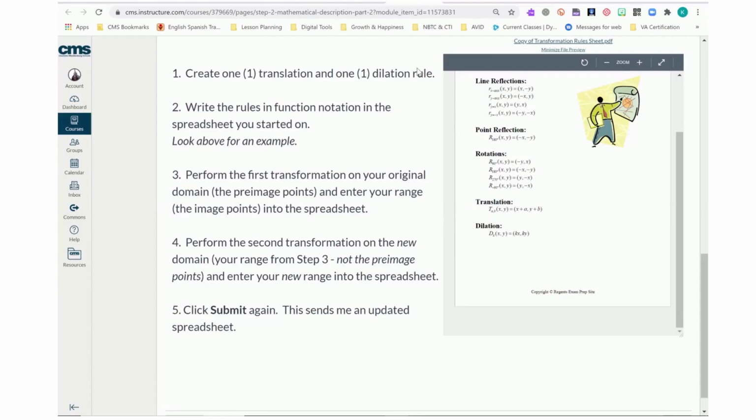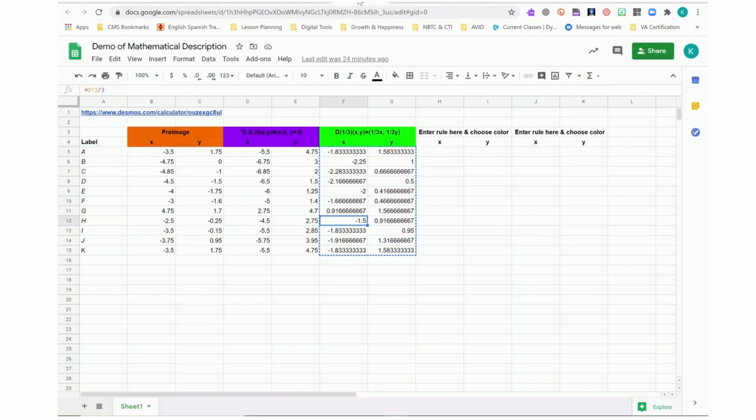Hi, everybody. If you're watching this video, you have finished this step where you picked your translation and your dilation rule. You have written it in function notation form on your spreadsheet, you have performed the operations on your points, and you have already clicked submit. So your spreadsheet looks like this. Now you're ready to do the math to prove the properties of a dilation.